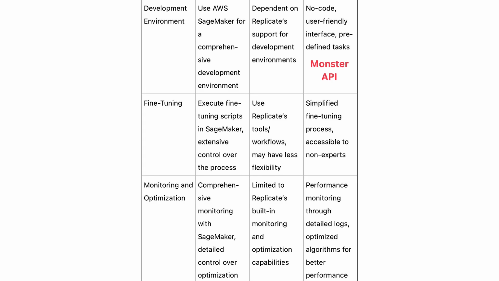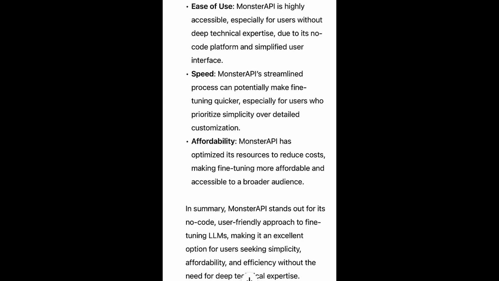And for monitoring and optimization of your fine-tuning job, of course, SageMaker provides you lots of comprehensive tools, but the support from MonsterAPI is also great. You get performance monitoring through detailed logs, and optimized algorithms for better performance. So overall, I think the three most excellent points about using MonsterAPI are these: ease of use, speed, and affordability.